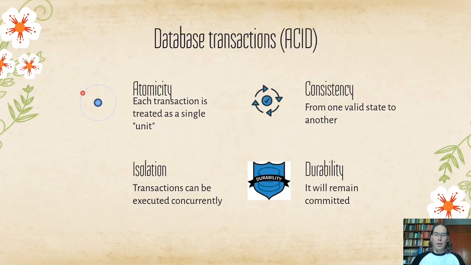Now we're going to look into database transactions with ACID properties. The first property stands for atomicity. Each transaction is treated as a single unit. The second property is consistency, which means that the database moves from one valid state to another. The third property is isolation, where transactions can be executed concurrently. And the last property stands for durability. Whatever transaction is committed, it will remain committed.